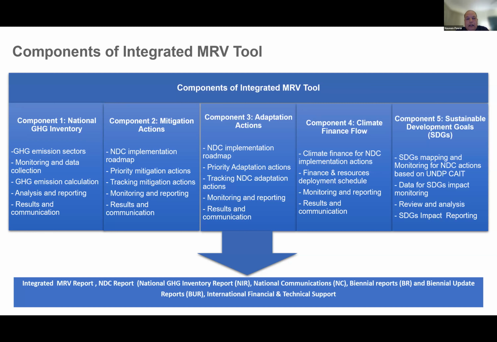The second module is the climate change mitigation action module. This covers mostly all the NDC projects as well as non-NDC projects, because we wanted to cover all kinds of projects or any mitigation project happening in the country to be monitored. So that has annual monitoring of all the mitigation projects. Then the third component is the climate change adaptation component. That is a module for climate change adaptation projects, tracking of the adaptation actions and their annual monitoring.